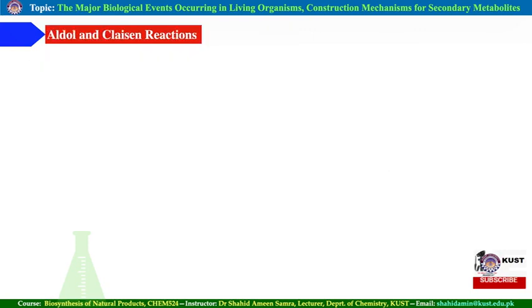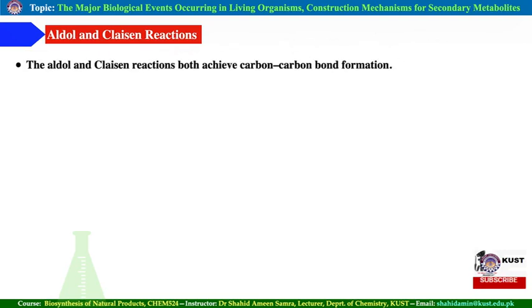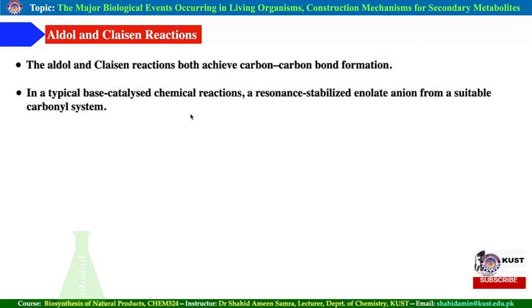Now the second type of transformation, this is Aldol and Claisen reactions. Aldol and Claisen reactions both achieve carbon-carbon bond formation. And normally these are base catalyzed reactions. And during these reactions, for example, if you talk about Aldol condensation or even Claisen reaction, enolate ions that are resonance stabilized are produced.